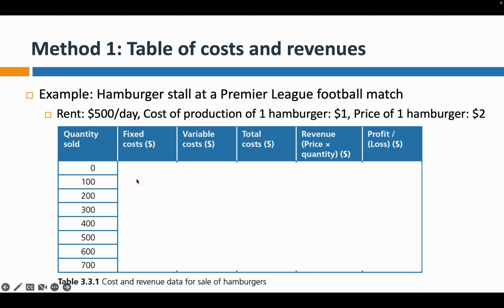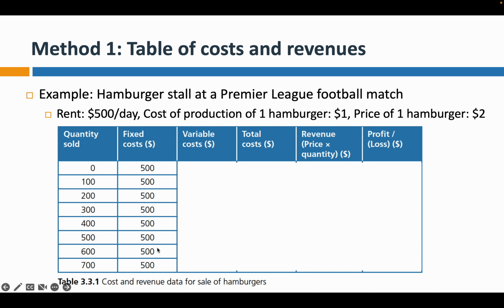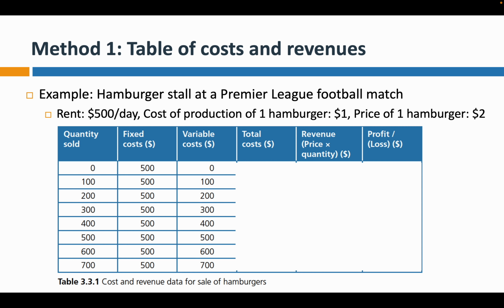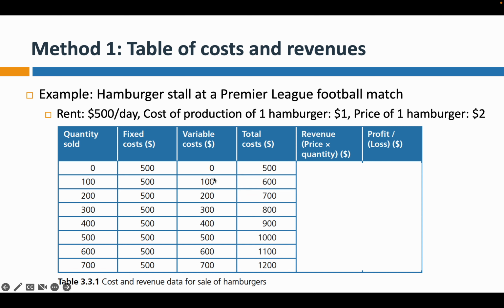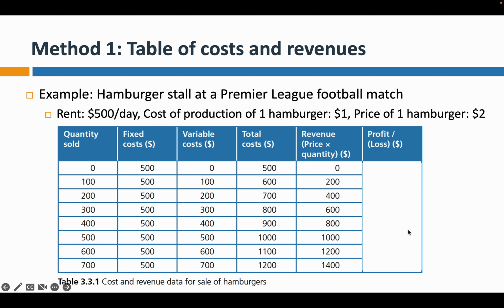So what we do is, first, the easiest one, we plot the fixed costs. Then we plot the variable costs. That would be quantity times cost of production. Then we plot the total cost. From the previous lesson, we already know that total costs would be fixed costs plus variable costs. And then for revenue, to calculate revenue, we need to multiply the price, which is $2, times the quantity. So the table is going to look like this.